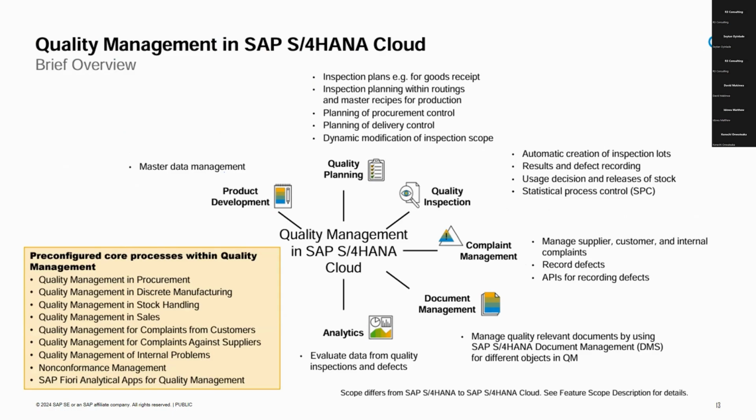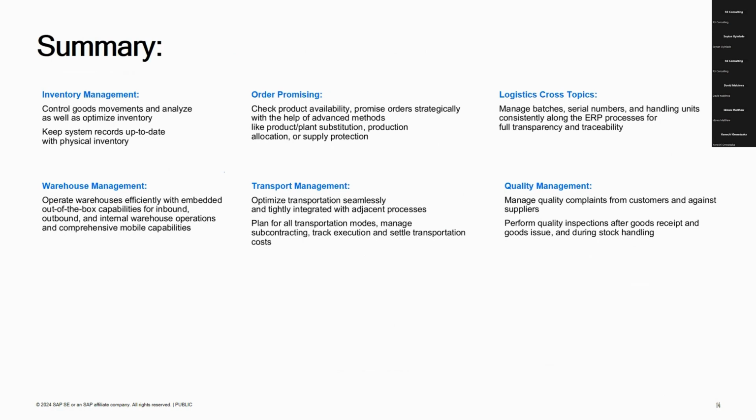All right. So in summary, we've been able to cover inventory management in supply chain management, order promising, and logistics cross topics, where the system helps you manage batches, serial numbers, and handling units consistently. Also, we have warehouse management operations, transport management, and quality management. All these features are embedded in SAP S/4HANA Cloud Public Edition.